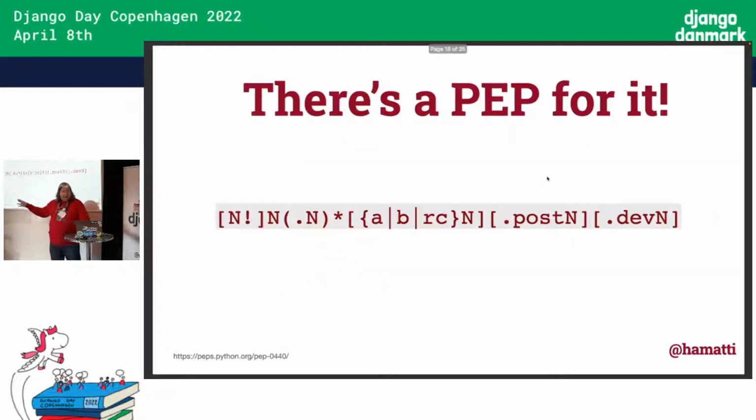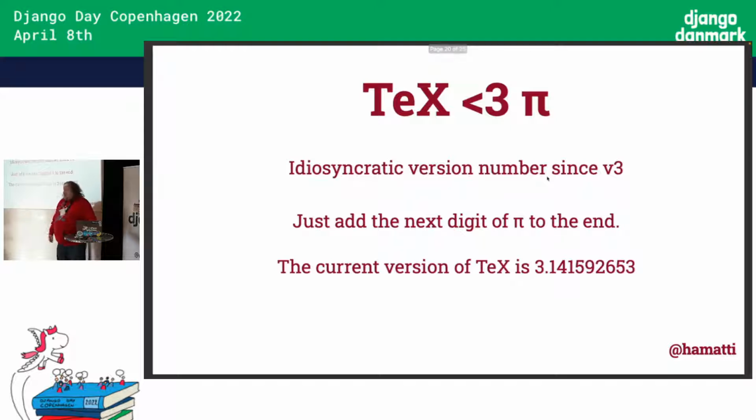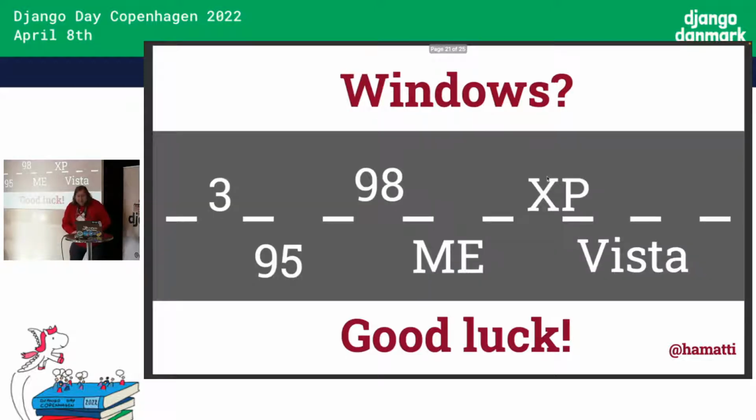I don't know why. For us in the Python world, we have this simple PEP 440, where you can find what this looks like in Python. Really simple, easy stuff, easy to remember in an interview. Something like Ubuntu uses calendar versioning, where the version number is basically when it happened. So 20.04.3. And then there's something called idiosyncratic version numbering that LaTeX uses. They just have the digits of pi, and with every new version, they just add a digit. Because why not? How about Windows?